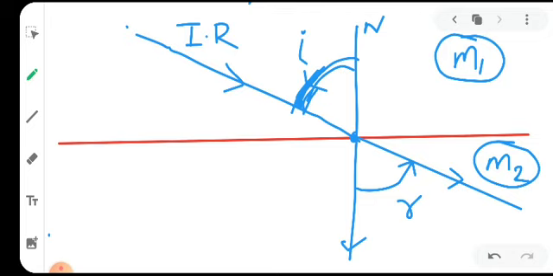It appears that due to refraction, the angle of incidence will not be equal to the angle of refraction. So there is always a deviation in the path of light. So this was the phenomenon of refraction. And also we learned a law known as Snell's law.